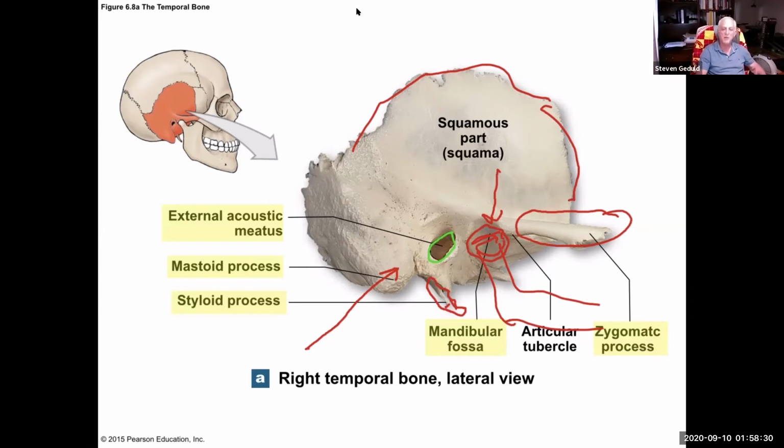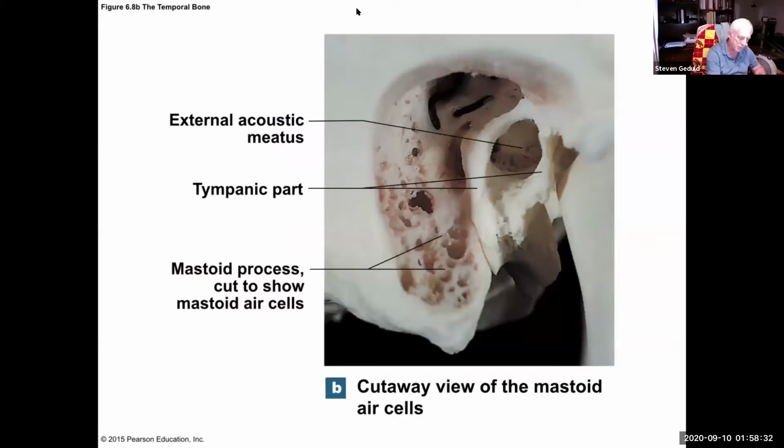All right, you got that? This is what I wanted to show you. This is your mastoid process right here. See this? Look at all those air cells. Those are all hollow. That really decreases the weight of your skull. Okay? That's your mastoid process. Looks like little honeycombs inside of there. And again, it sits just posterior to your external acoustic meatus, the opening of the ear.